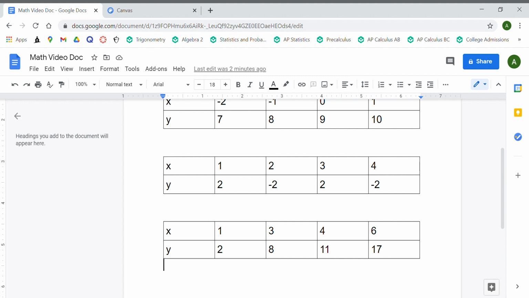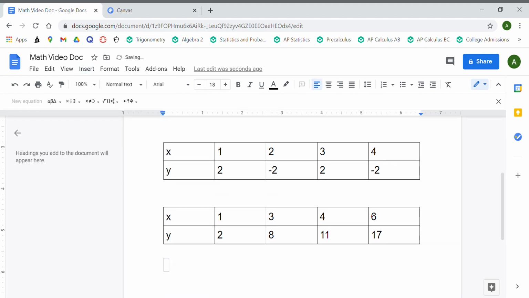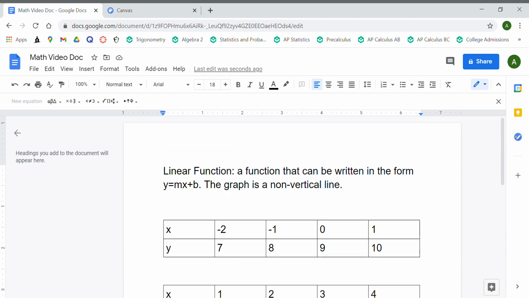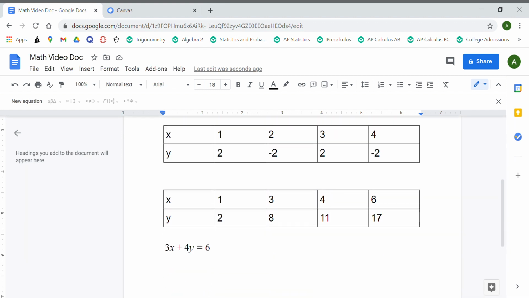Pretty interesting, guys. Alright, so now I'm going to give you some equations, and you're going to tell me if these are linear equations. So here's my first. Is this a linear function? Remember that a linear function can be written in the form y equals mx plus b. You're going to learn what that really means very soon.